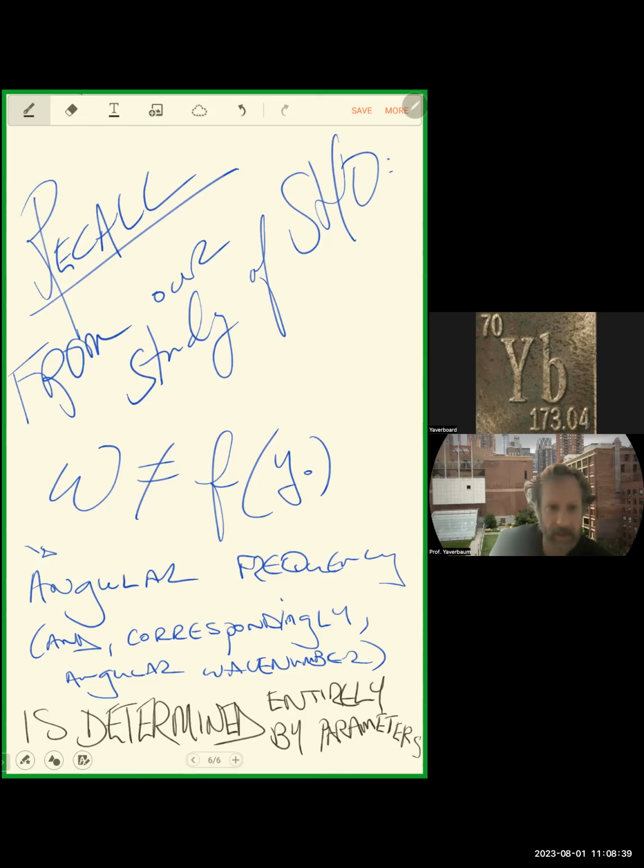Let me read this. It says, remember, from our study of simple harmonic oscillation, omega, angular frequency, is not a function of amplitude, right? In this case, amplitude would be Y naught. It could be X naught. It could be capital A. But angular frequency is not a function of amplitude. It's independent of amplitude. Remember, angular frequency is not determined by how you set up any initial spring. It doesn't matter how far back you hold any initial spring.